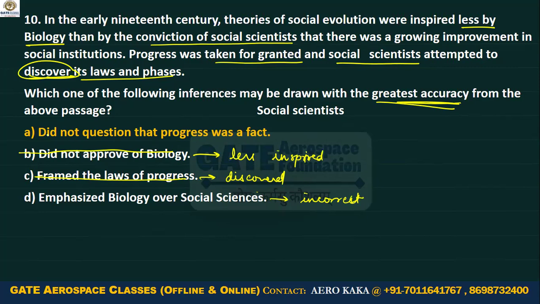So the option that suits over here is they did not question that progress was a fact. How can we say that? Because there is a statement which says that progress was taken for granted. They did not question that progress was a fact as progress was taken for granted. So simply, I just need to find out the important words which I underlined over here in the statements, and once you find them, you can answer the questions. So this completes the 10 questions of GATE 2012.